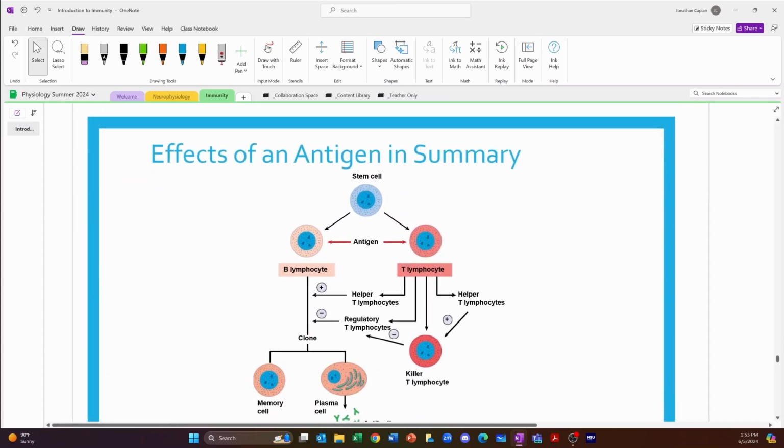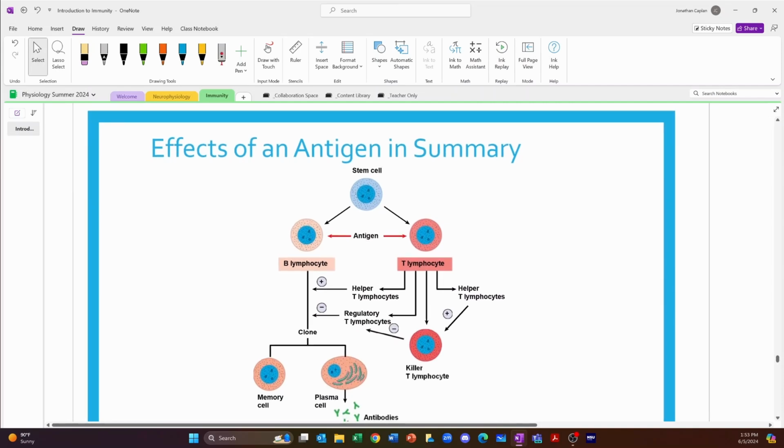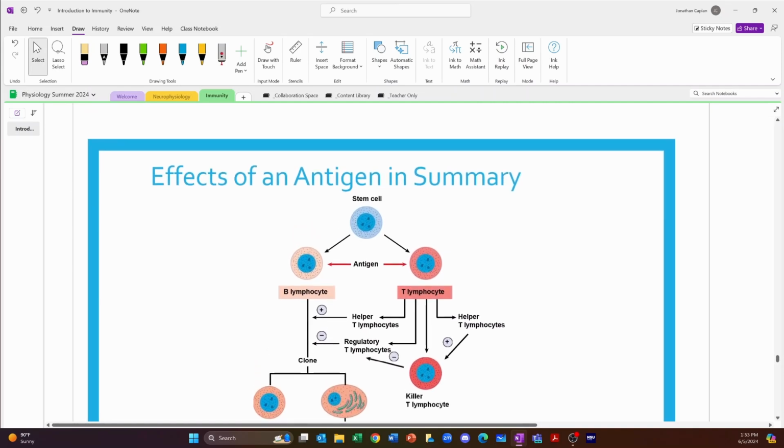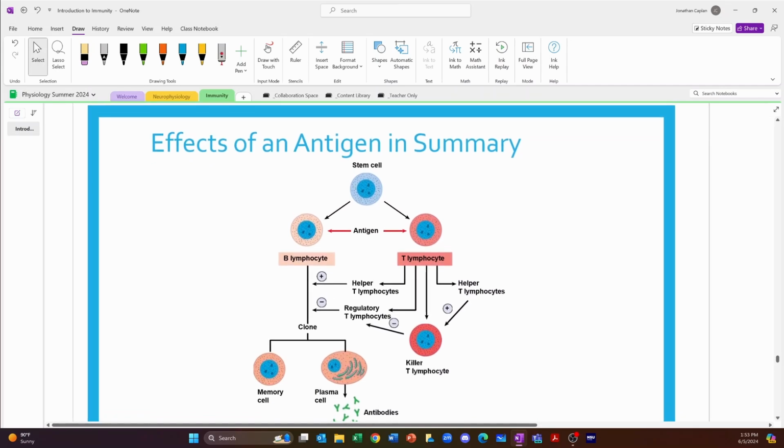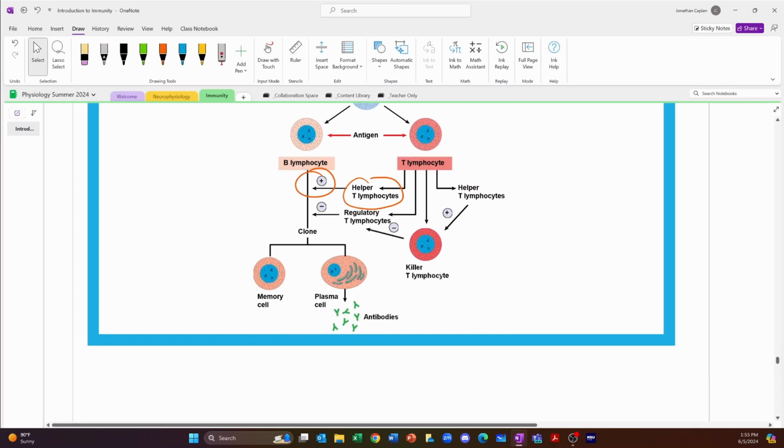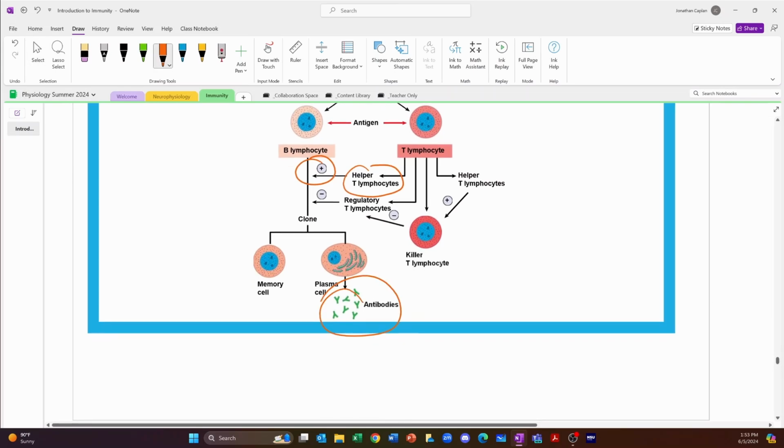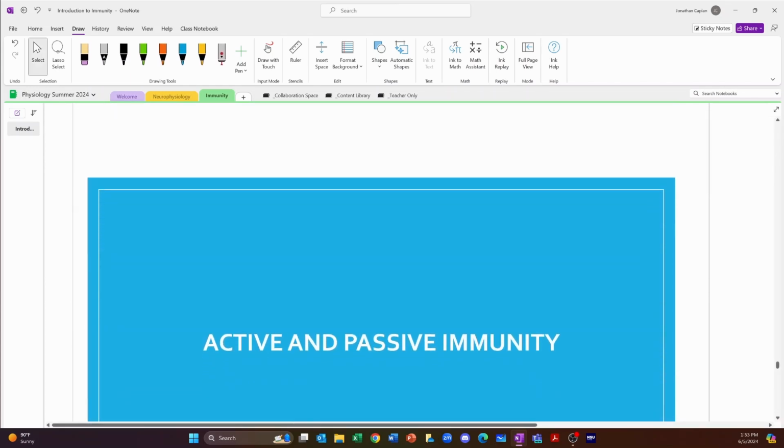So, antigens in summary, we get the stem cell. They can either become a B lymphocyte or a T lymphocyte, depending on where they mature. The helper T cell helps the B lymphocyte to make plasma cells, and finally your antibodies. Just remember the killer T cell directly kills the infected cell. The helper T cell brings the antigen to the B cell to make antibodies. That's the biggest takeaway from all that.